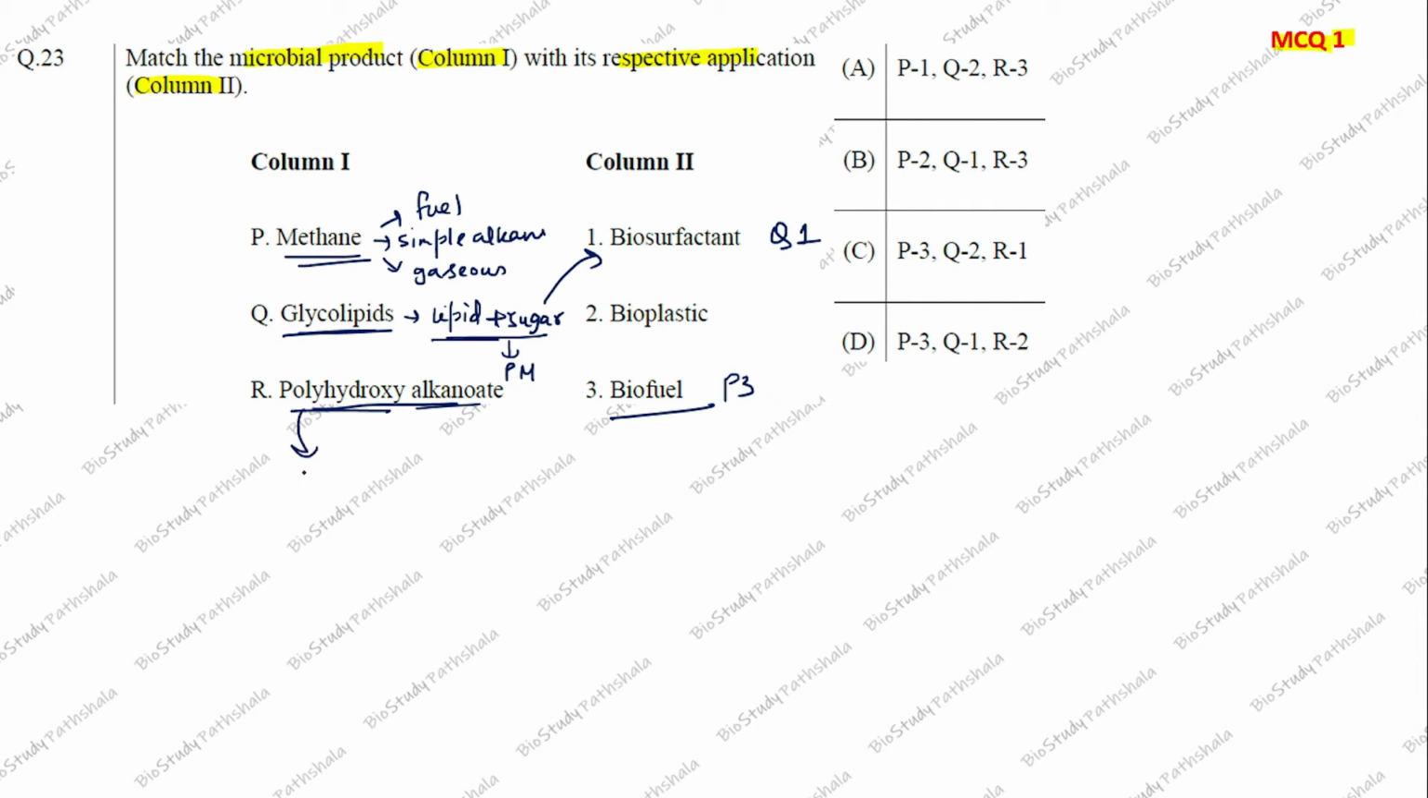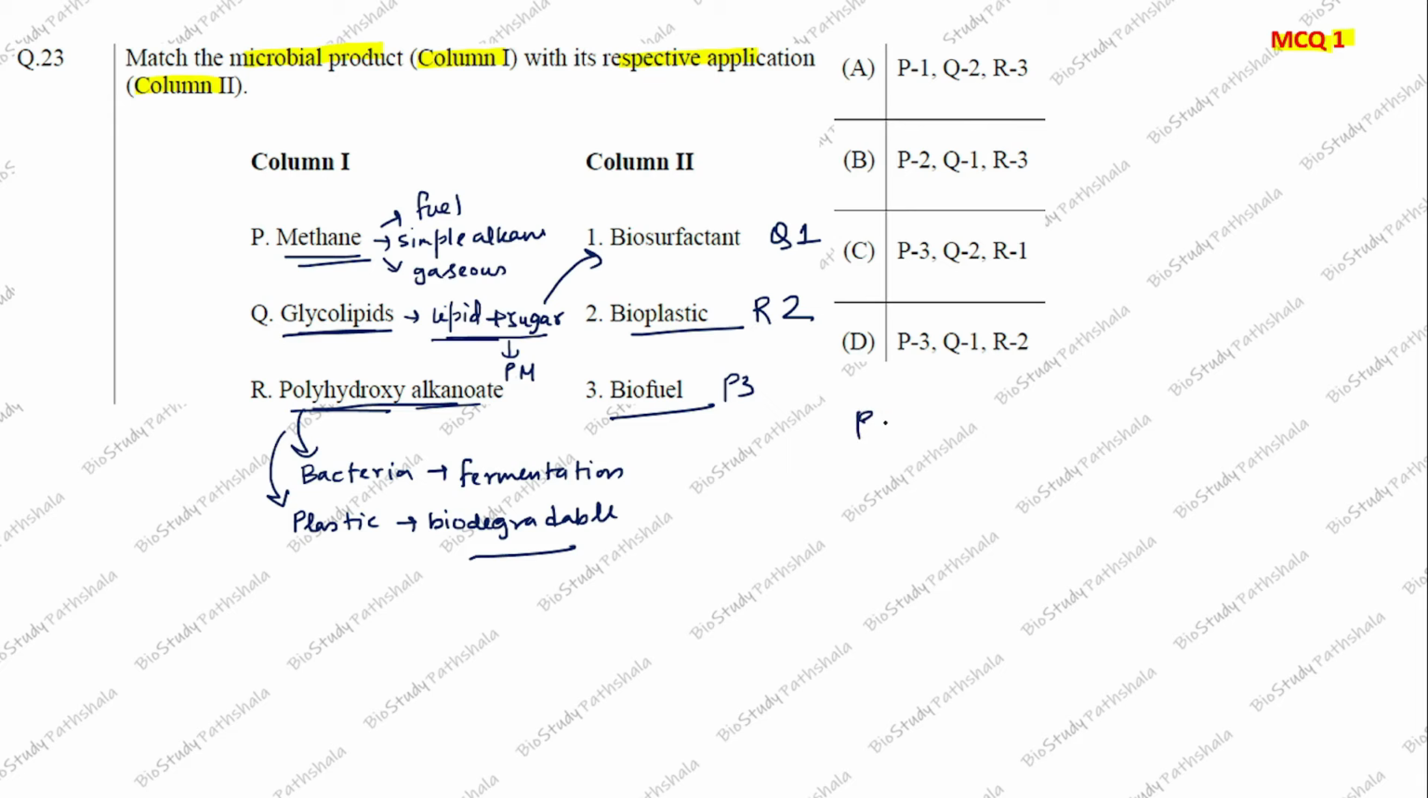Next is polyhydroxyalkanoate. It is produced sometimes by bacteria through the fermentation process. And it is also used as plastic which is biodegradable. So it will be bioplastic. So R2. So P3, Q1, R2. So this is option D. So option D will be the right answer for this question.